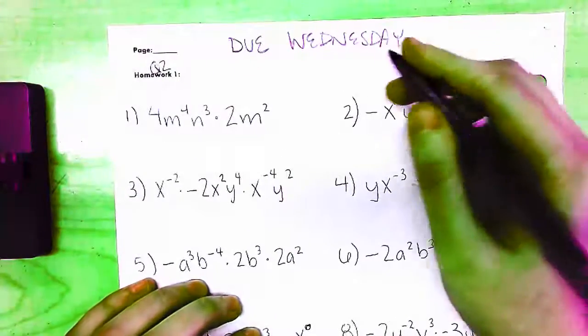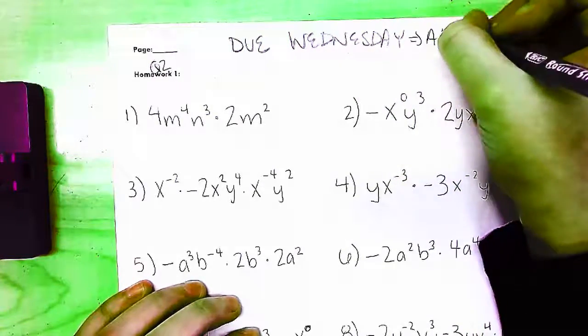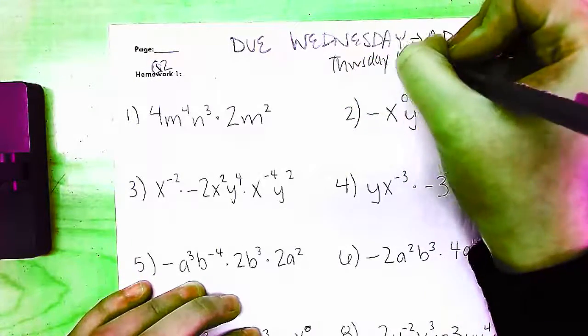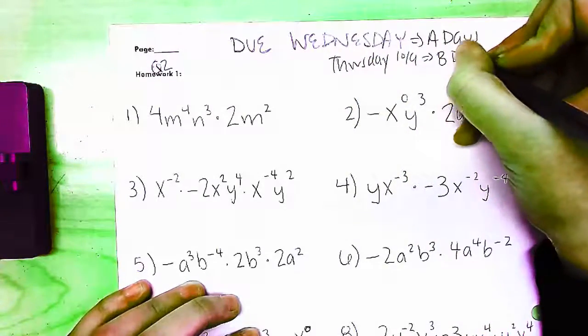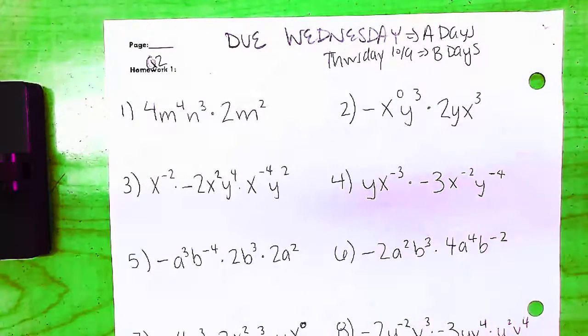As it says, this is due on Wednesday for A days. It's going to be due on Thursday, which is October 9th, for B days. So, those are due Wednesday for A days, Thursday for B days.